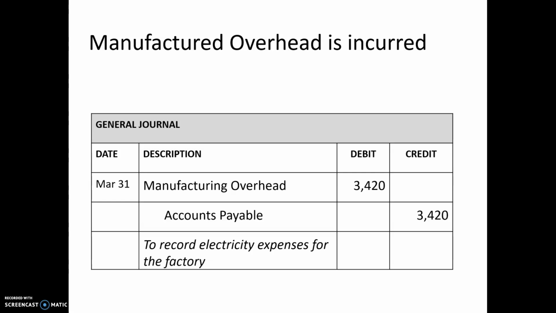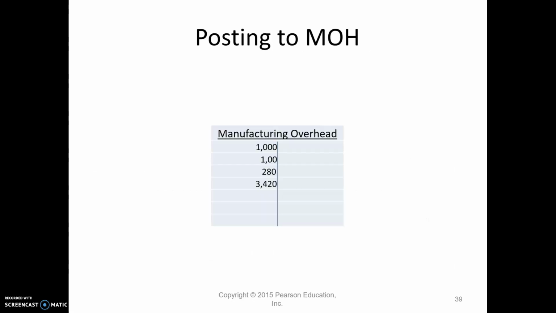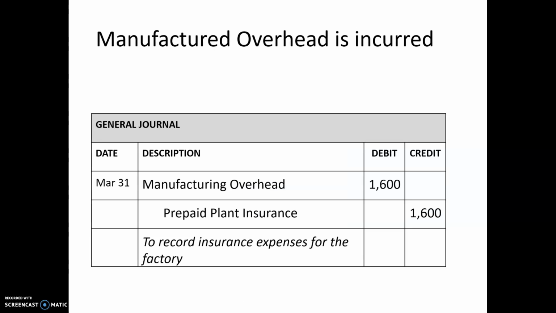Next, we have electricity expenses for the factory that have been incurred. So instead of doing utilities expense, we are going to debit manufacturing overhead. Okay. We'll credit accounts payable. And so then that $3,420 is going to get posted to the manufacturing overhead account.